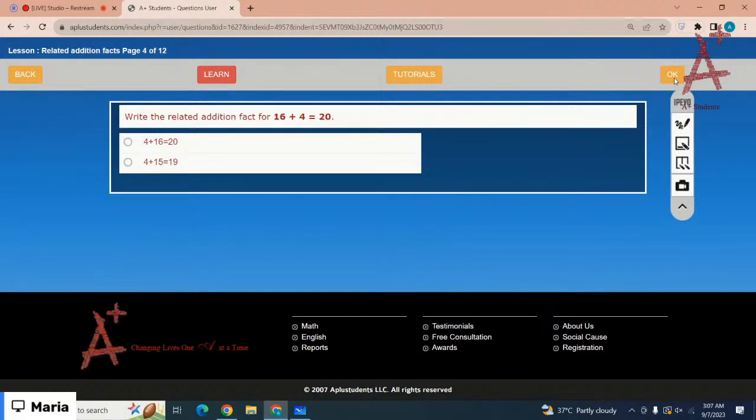Write the related addition fact for 16 plus 4 equals 20. Which is the correct option? Very good. Option number 1 is the correct option. Either you do 16 plus 4 or you do 4 plus 16. Both have the same answer, 20.